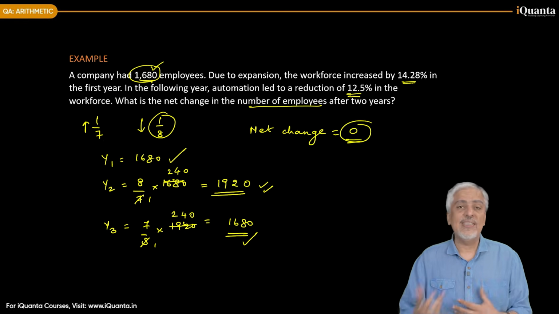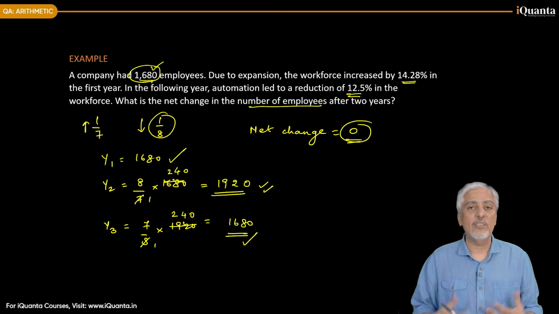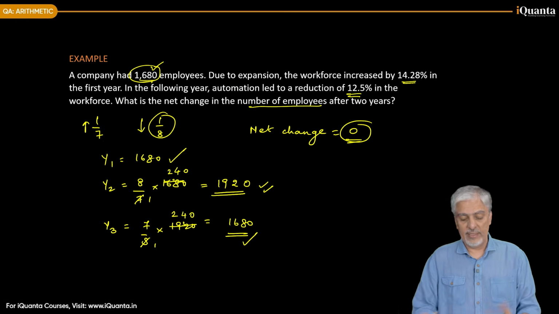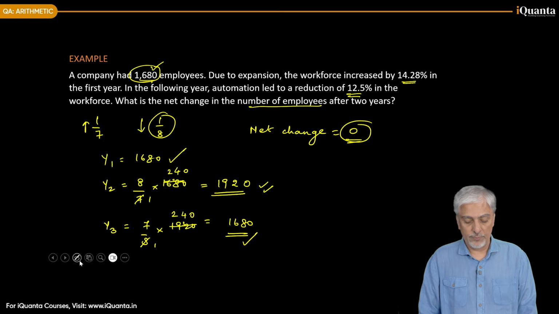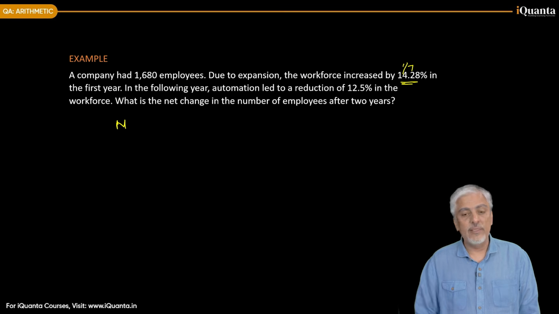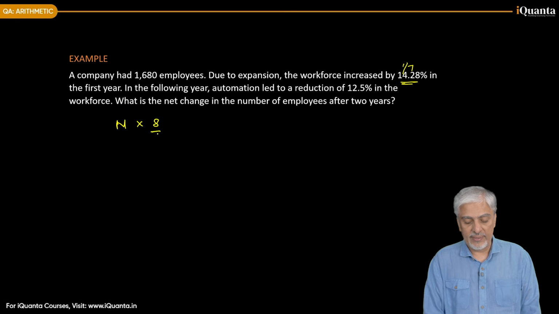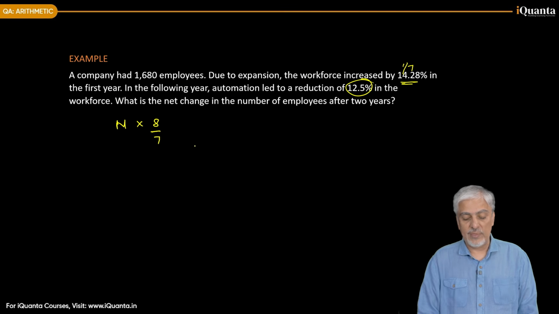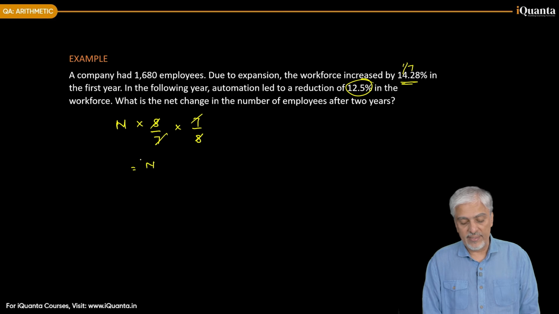How should we have realized this in a better way, or how should we have thought that there could be a better way of doing it? Here, the usage of fractions becomes a very good approach. Pay attention how. Whatever was the original number of employees, let's call them as n. First, there's an increase of 1 by 7, which means it will become 8 by 7. Second, there's a decrease of 1 by 8, which means it will become 7 by 8. 7 cuts out, 8 cuts out, and we again get an n.